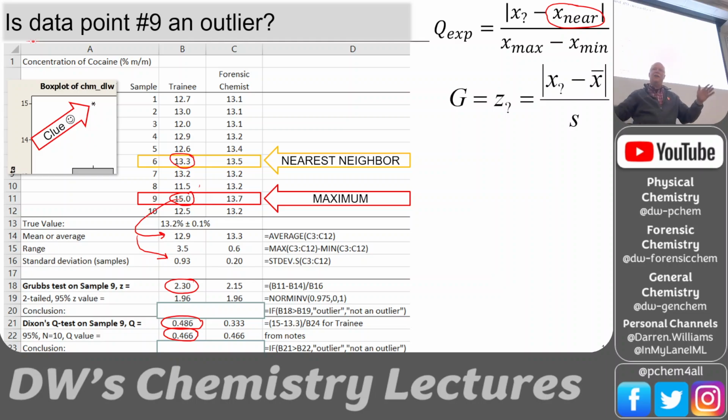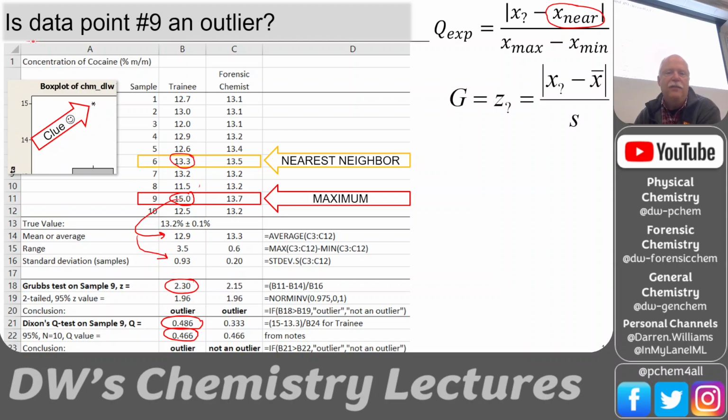You've got this Gaussian curve, and 95% of our data points would fall within that Gaussian curve. And here we have one that's way outside those limits. So we would say, yeah, that 15 is outside the 95% limits. So it's an outlier. So this is our conclusion, that the Grubbs test would call it an outlier, and so would the Dixon's Q test.